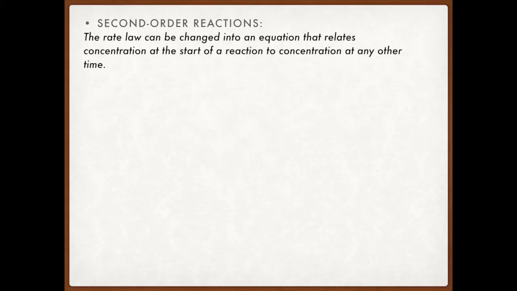Just as with the first order reaction, for a second order reaction, the rate law can be changed into an equation that relates concentration at the start to the concentration at any other time. And instead of a natural log, now we have 1 over the concentration at a specific time equals kt plus 1 over your A naught. Notice this is still y equals mx plus b format. So your y for a second order reaction is going to be 1 over A_t, your k will be your slope, and then your 1 over A naught will be your b, or your y-intercept.